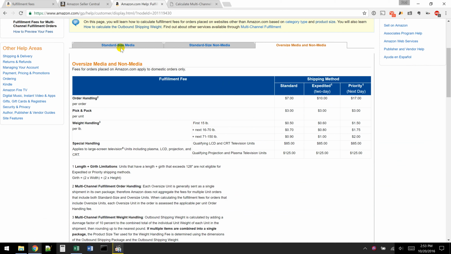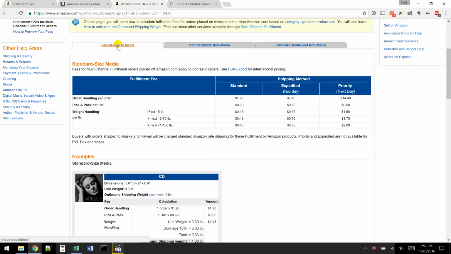Weight handling is where it gets fun and where it was really fun to code in the Excel spreadsheet. For the first 15 pounds, it depends on the shipping method, but we'll say standard shipping, it's 45 cents per pound. Actually, let's use expedited. It's 55 cents per pound. So if you have 7 pounds, you take 7 times 55 cents.